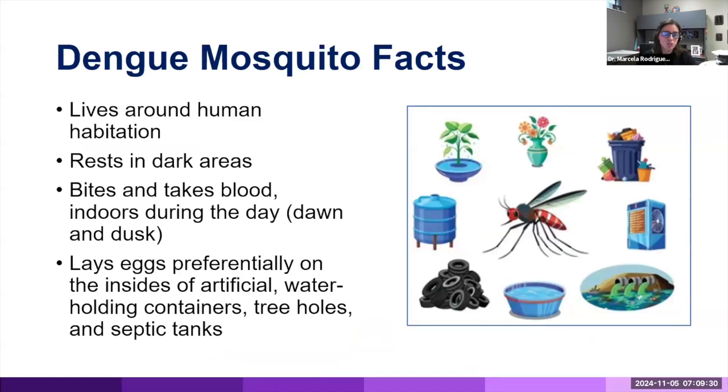A few mosquito facts. The dengue mosquito, or Aedes mosquito, lives in and around human habitations, such as houses and schools. It rests in dark areas, such as linen closets and under beds. It bites and takes blood indoors during the day, but also mainly at dawn and dusk. And the mosquito lays eggs preferentially on the insides of artificial water-holding containers, such as tree holes, septic tanks, tires, and all of these areas that could accumulate water.